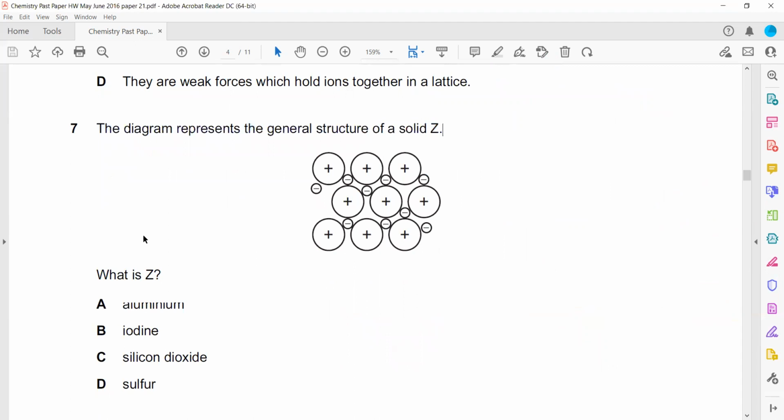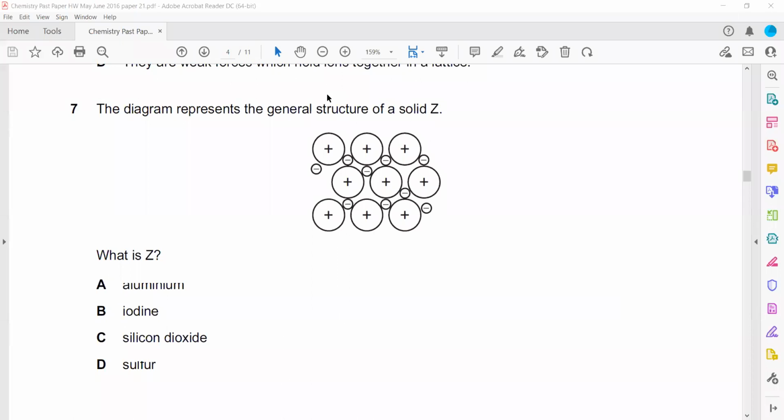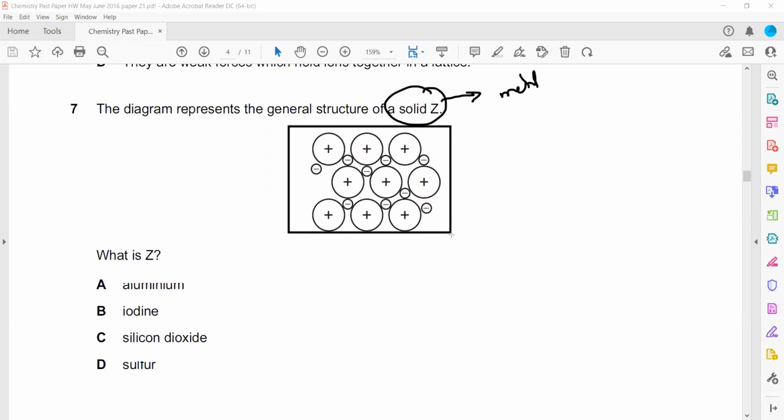The diagram represents... So which diagram represents the general structure of solid Z? Solid Z is a metal because you can see a lattice of positive ions, a regular arrangement of the positive ions, and the delocalized electrons. By looking at this structure, you can identify it's a metal.